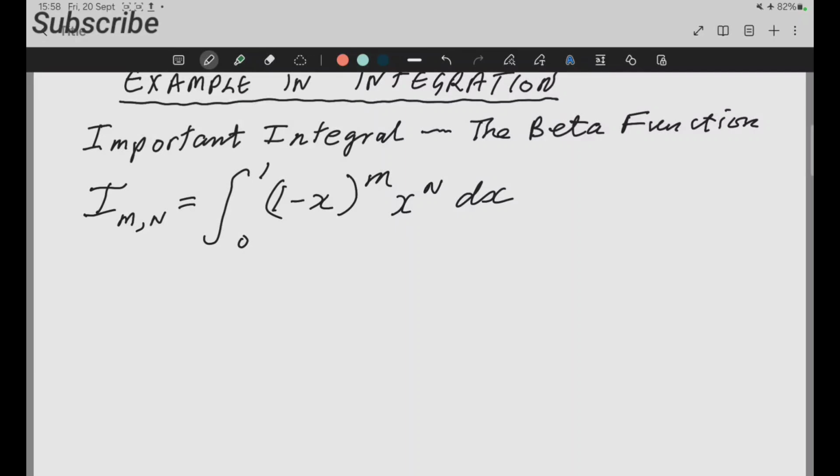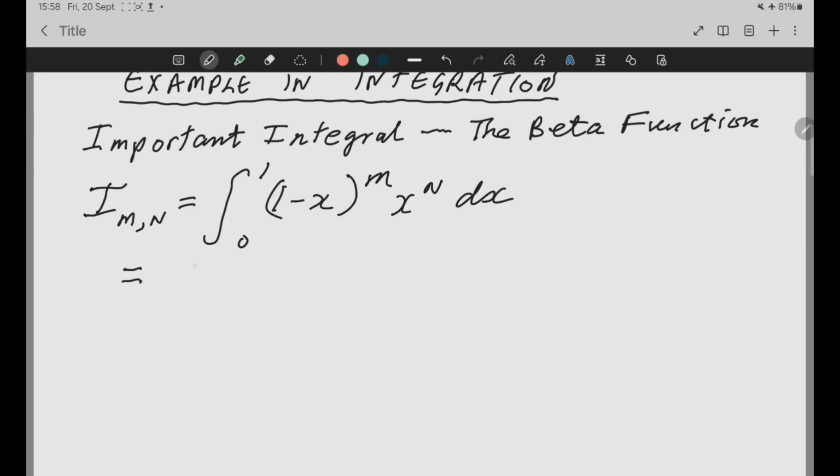Okay, now I want to do an example in integration, and this is a rather important integral to the extent that it's given its own name, and it's called the beta function. It can appear in different forms, but this is one of them. I've denoted the integral by I_mn equals, and I've now written the integral down, and you should see that the obvious way to start off this one is to attempt to solve it by parts. So that's what I'm going to do.